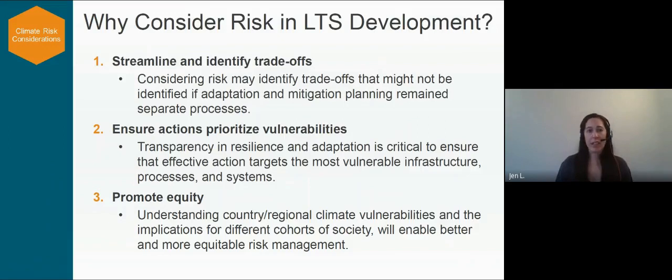On top of that, and this is something that I've been thinking a lot about in recent times, is how considering risk and climate risk can promote equity. We all know that poorer populations tend to be more vulnerable to climate impacts. And so if we are considering climate risk in our development strategies, this helps to actually promote and enable a much more equitable approach to development.